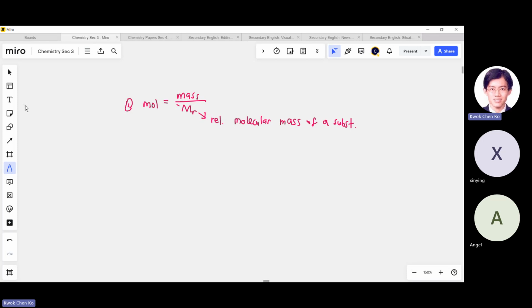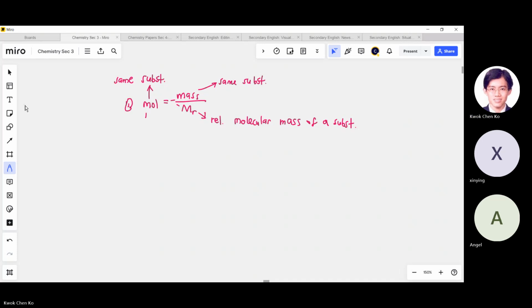Now, the only thing you have to be careful of is that the mass must be of the same substance. So you must know what substance you're interested in, and the mole you apply must be of the same substance. This is the part that some students get wrong. They mix up the substances in the same formula.